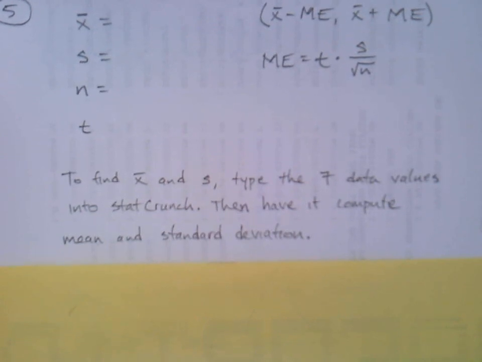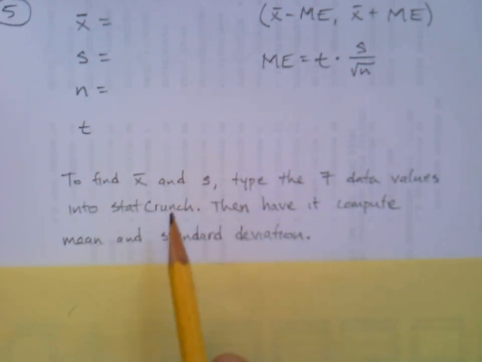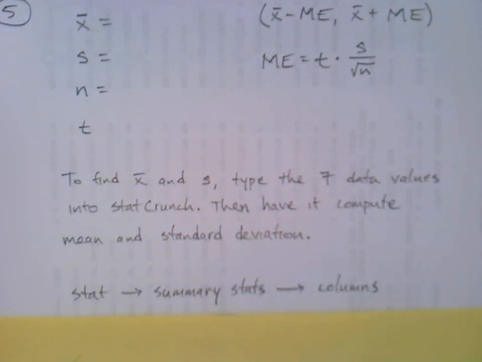Here we go. To find X bar and S, we're going to type the 7 data values into StatCrunch, just into the spreadsheet. I should be really clear. We're going to type them into StatCrunch as a column. We're going to go straight down the first column. Then we're going to have StatCrunch compute the mean and the standard deviation for us. So we're not going to do all that stuff by hand, but we are going to have to type in all the data and go for it that way. So I'll invite you, go into your StatCrunch. You're probably already there. Actually, here's the steps.